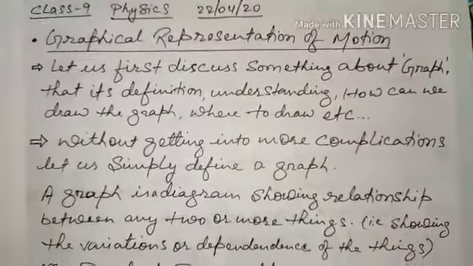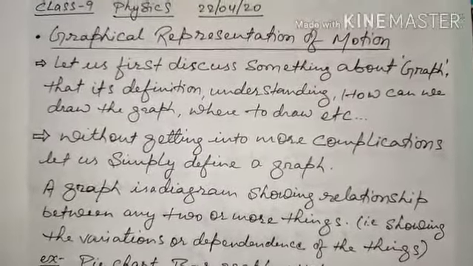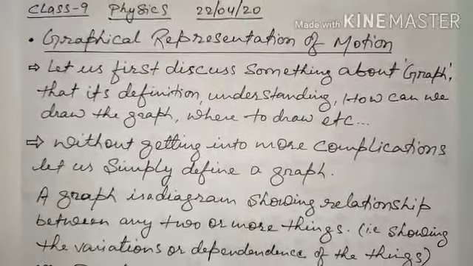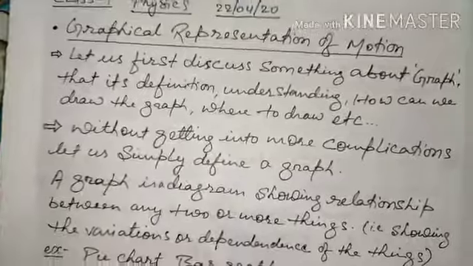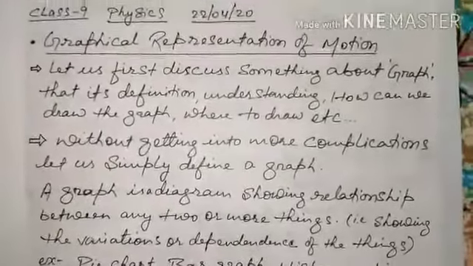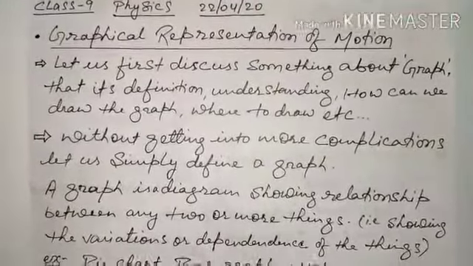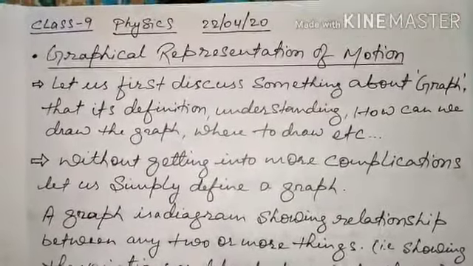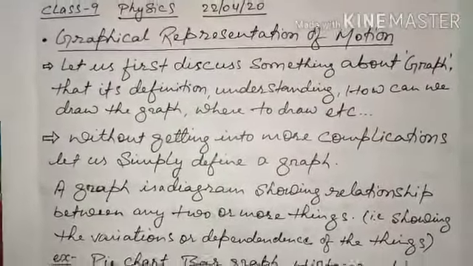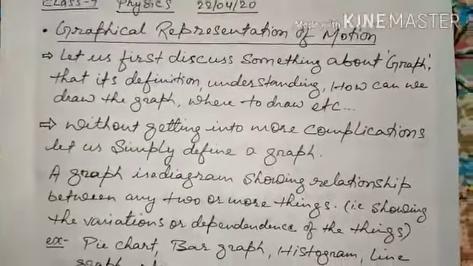So till now we had discussed a lot of things in the chapter motion. We had already discussed the physical quantities of motion, the five physical quantities which we have to study in this chapter. That also we had discussed.